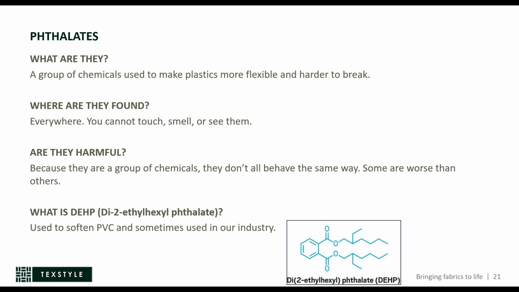Are they harmful? Well, because the term phthalates represents a group of chemicals, they don't all behave the exact same way. Some are worse than others. So for today, and for the sake of talking about what's relevant to our industry, I'm going to talk about DEHP, di-2-ethylhexyl phthalate. I'm not going to try and say that again. So DEHP is the specific phthalate used to soften PVC. And PVC, as most of you know, can sometimes be found in the window covering industry in solar screens. Solar screen is often made up of yarns that are coated in the PVC, and DEHP might be used to help soften it.